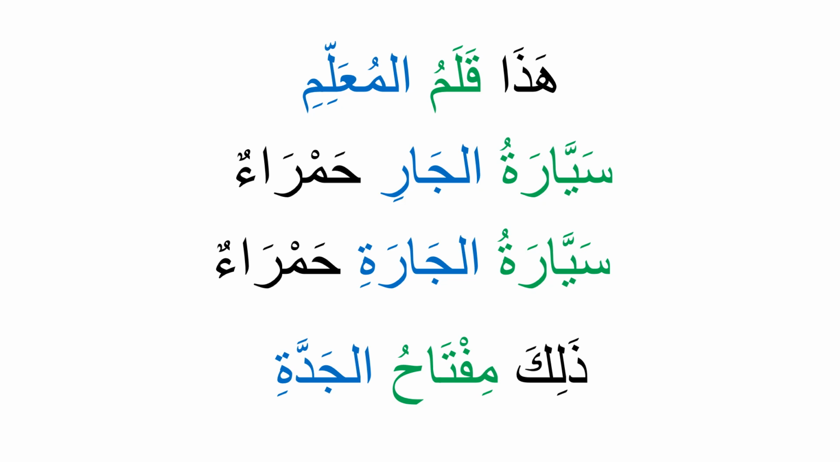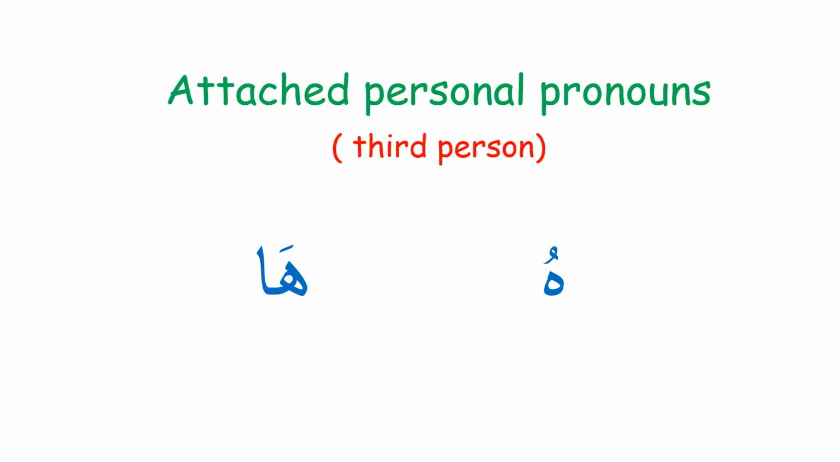she, and she. So the right question is, what is or what are the attached personal pronouns corresponding to the third person? And the answer is hu or ha, depending on what? Depending on the gender of the third person. Hu masculine and ha feminine.